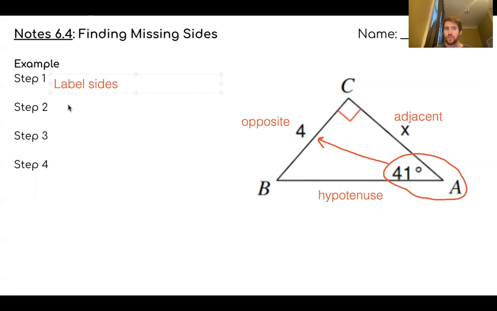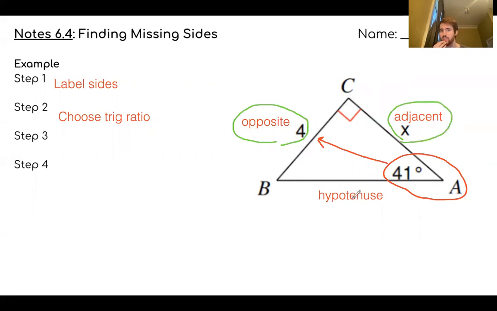Now, step 2 is to choose trig ratio, right? Which trigonometric ratio are we going to use? Well, in this case, the information we have is that the opposite equals 4 and the adjacent equals x, and we don't care about the hypotenuse. So we want to use a trig ratio that includes the opposite and the adjacent. You can look back at your notes from 6.3, and you will see that the ratio we want is tangent. Tangent is equal to opposite divided by adjacent.